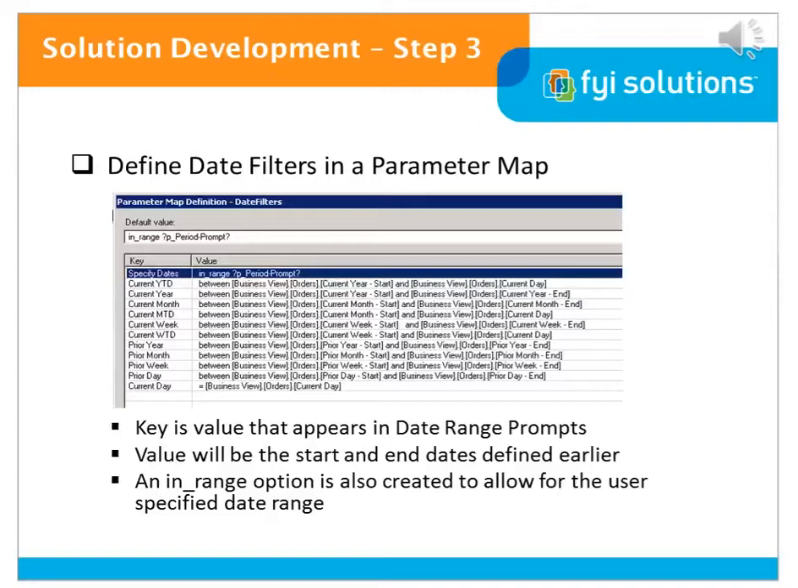So the key, again, is going to be simply some text that's going to be also the same text that's in the prompts on the reports. And the value is going to be primarily the meat of the expression. So the prior map is going to give us the date, which is the left-hand side of the filter, and this map is going to give us the equation and the right-hand side of the filter. And most of the time it's going to be the between and then our start and end values for the particular period. And these start and end values are what we defined in step 1.